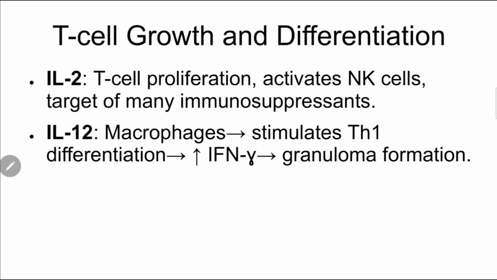Next are cytokines that help with T cell growth and differentiation. The main one responsible for T cell proliferation and activation is interleukin 2. Interleukin 2 is responsible for T cell proliferation, and it also activates your natural killer cells. And because it's such a potent activator of T cells, it is also a target of many immunosuppressant drugs that we use, right? In patients who have autoimmune conditions or who have a transplant, you want to suppress their immune system.